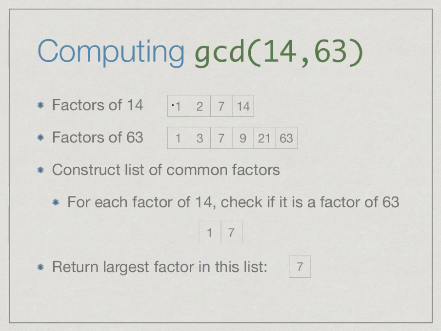So we have computed the factors of 14, computed the factors of 63, systematically checked for every factor of 14 whether it's also a factor of 63 and computed this list of common factors here. And then from this list, we have extracted the largest one, and this in fact is our GCD. Okay? So this is an example of how this algorithm would execute.